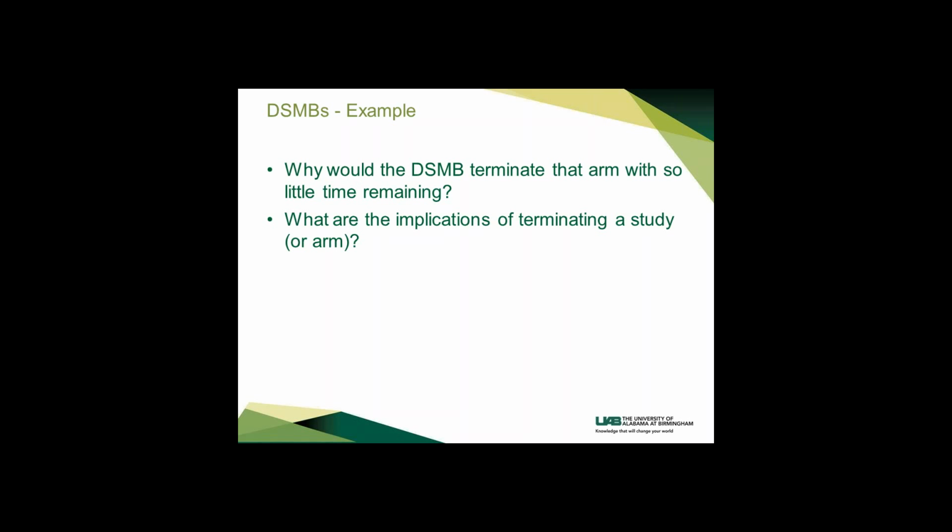Now, there are a lot of cases of DSMBs being sued and study agencies being sued because these risks were observed and the study wasn't stopped. And so there is this fear and concern among people on a DSMB that they want to be more conservative, that they do want to make changes if they're seeing suggestions of these, because of protecting themselves and the agency. And so I mentioned, what are the implications of terminating a study or arm?